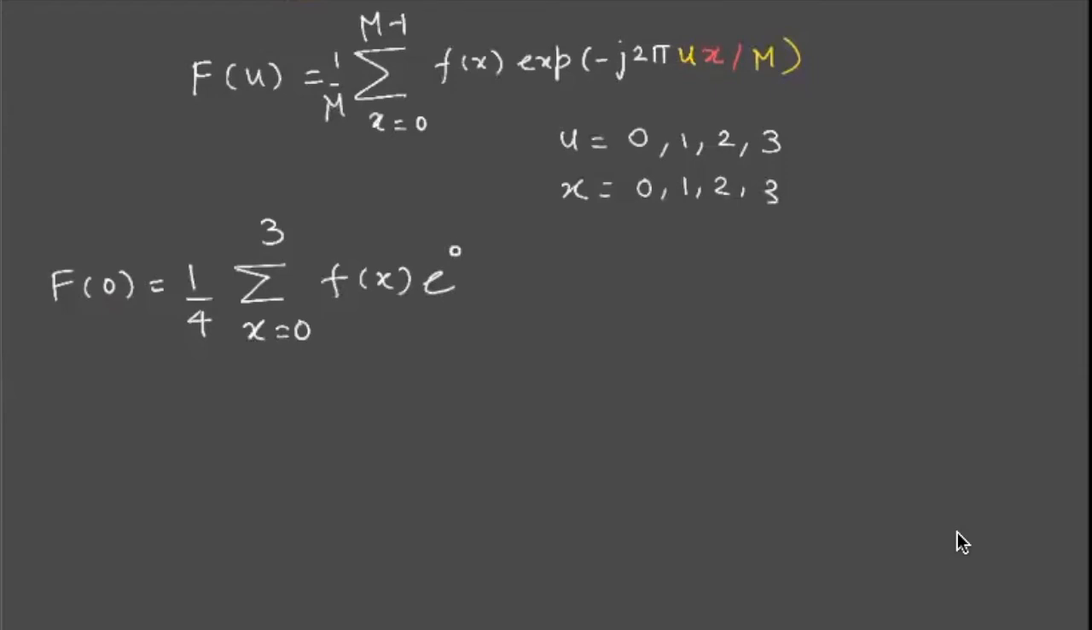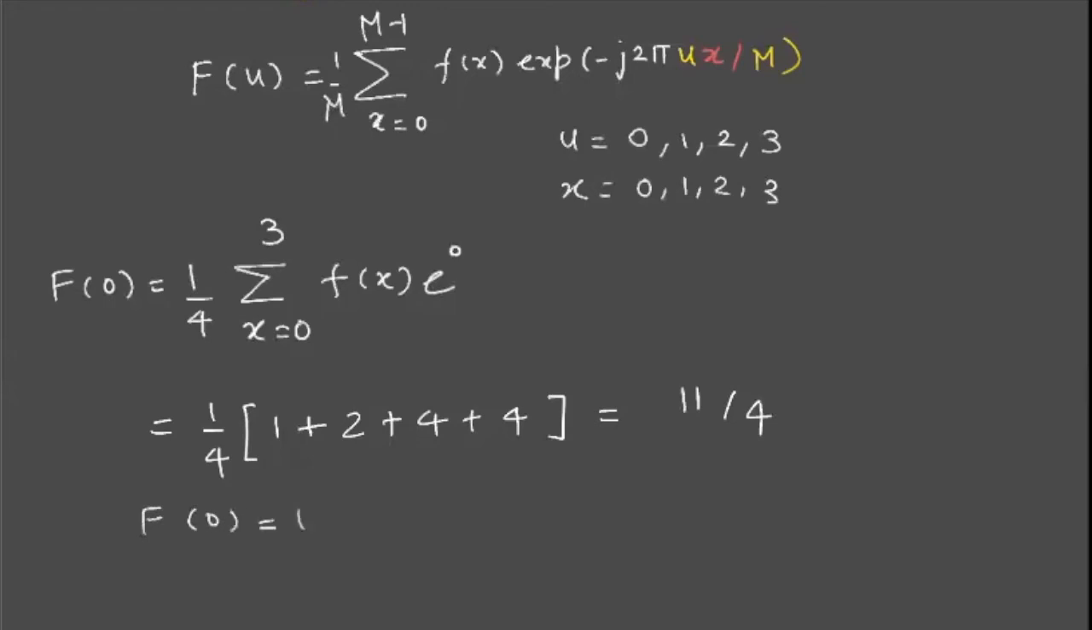So what we will have? 1/4 times f(x). So now x is varying. What is f(0)? The magnitude for f(0) is how much? 1 plus f(1) is 2. Okay. And then the rest two are 4 plus 4. So our answer will be 1 plus 2 plus 4 plus 4. Hence our DC point is coming out to be 11/4.